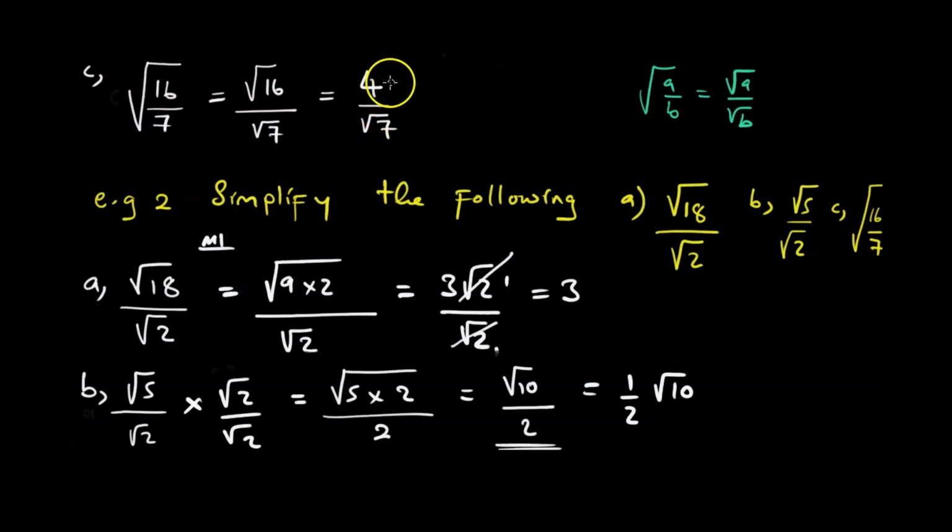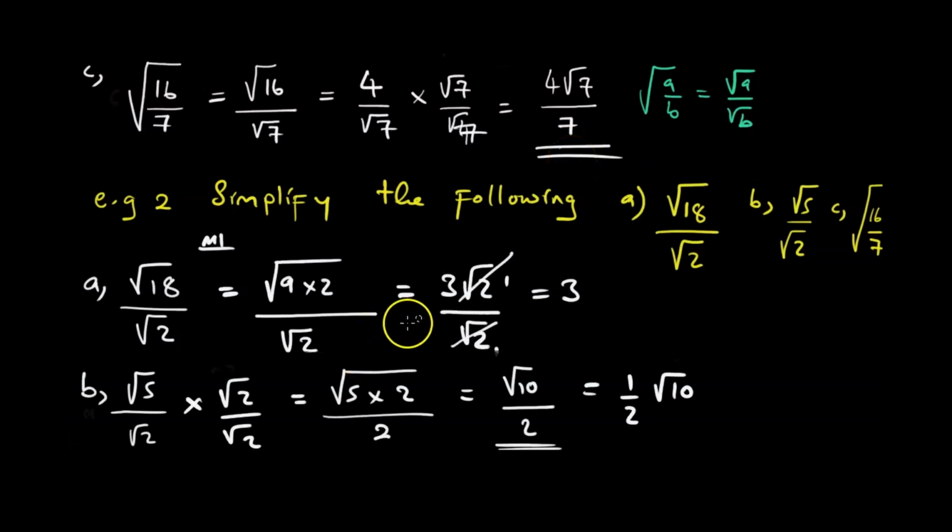If we rationalize here, it becomes times the square root of 7 over the square root of 7, of which this is equal to 4 times the square root of 7 over 7. That is our final answer. As easy as that.